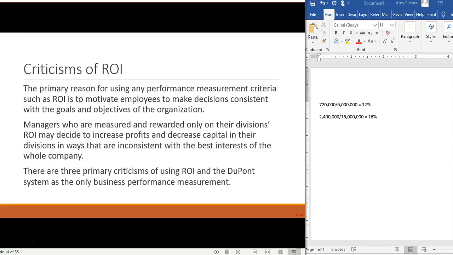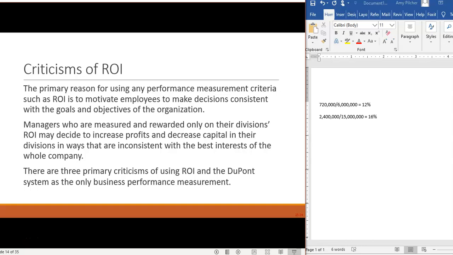There are many criticisms of return on investment. One of the reasons is that if we're only measured and rewarded on our division's ROI, we might decide to increase profits and decrease capital investments in ways that are inconsistent with the best interest of the whole company. So this is where managers are doing things to make their performance look better that is not in the best interest of the company.